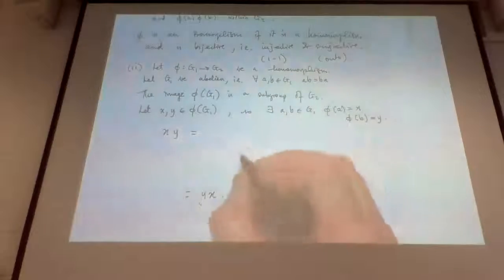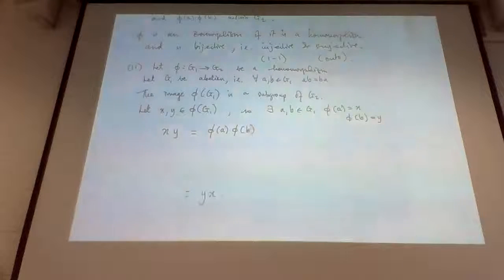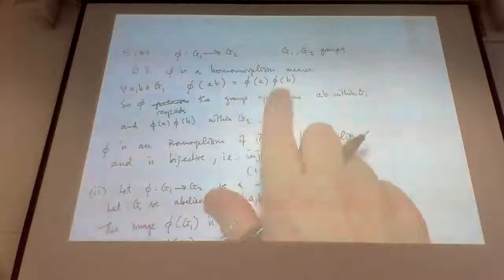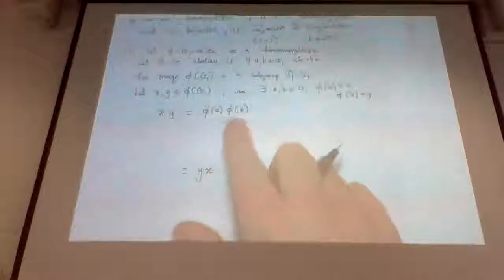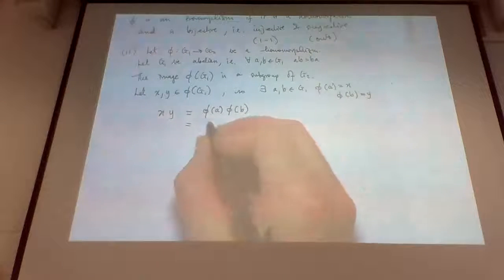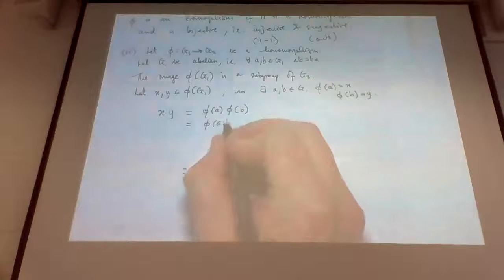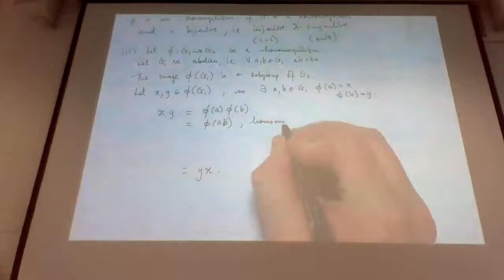So this can be said to be phi of A times phi of B then. Once you see that, and we've just spent the previous question doing the homomorphism property, you should be using this, shouldn't you? So phi of A, phi of B can be collapsed to phi of AB, by the homomorphism property.